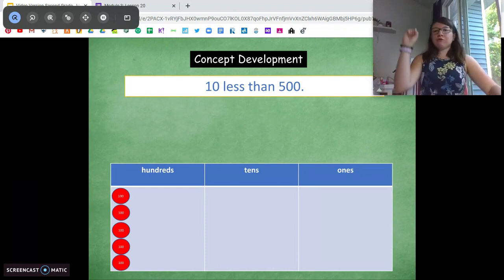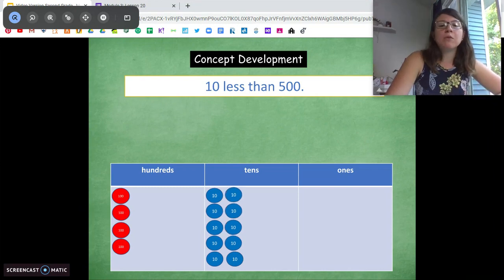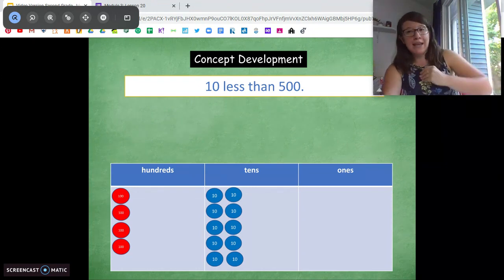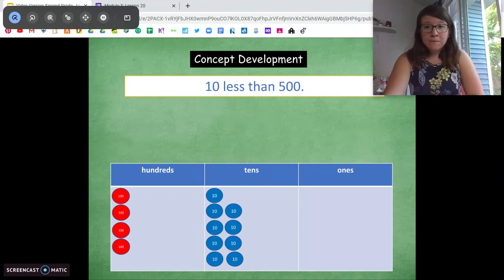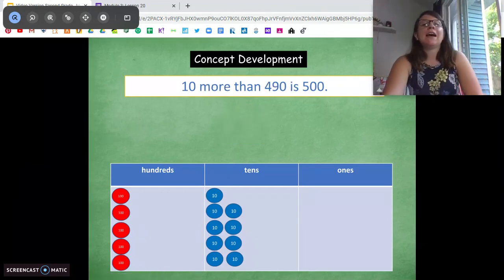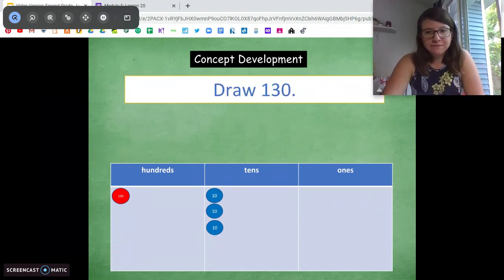So move one of your hundreds and replace it with 10 10s. Taking hundreds away, but we're not changing the number. We're going to put those 10 10s in its place. Okay? We still have 500. Now we're going to take a 10 away to get that 10 less. What is 10 less than 500? Good. 490. You got it.